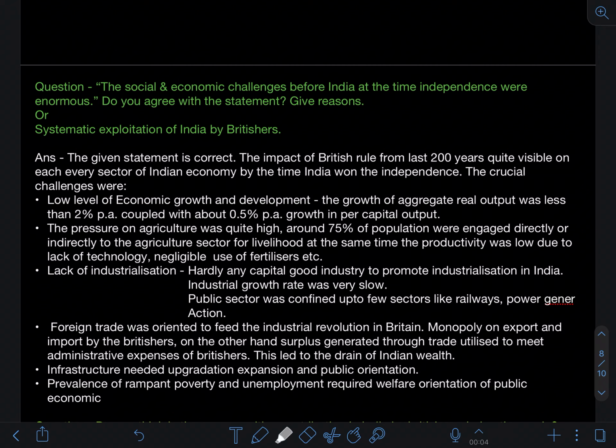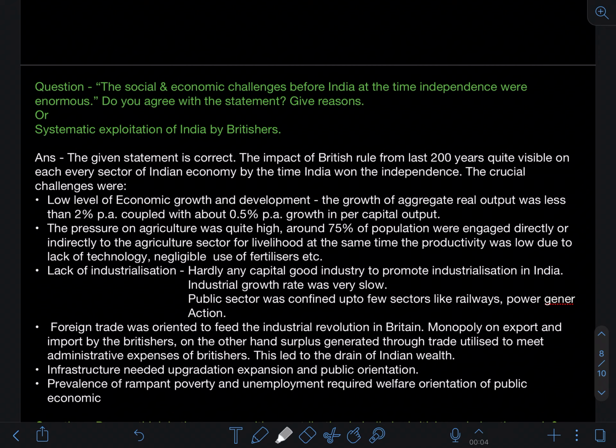You just need to change your language a bit for the systematic exploitation, where you focus or divert your answer in such a way that you are telling that this is what Britishers did, this is what Britishers did. My particular answer is completely focused on the very first question, the social and economic challenges before India, so I've written it that way. But for the second part, systematic exploitation, you just need to change the language, but the content will remain the same, right?